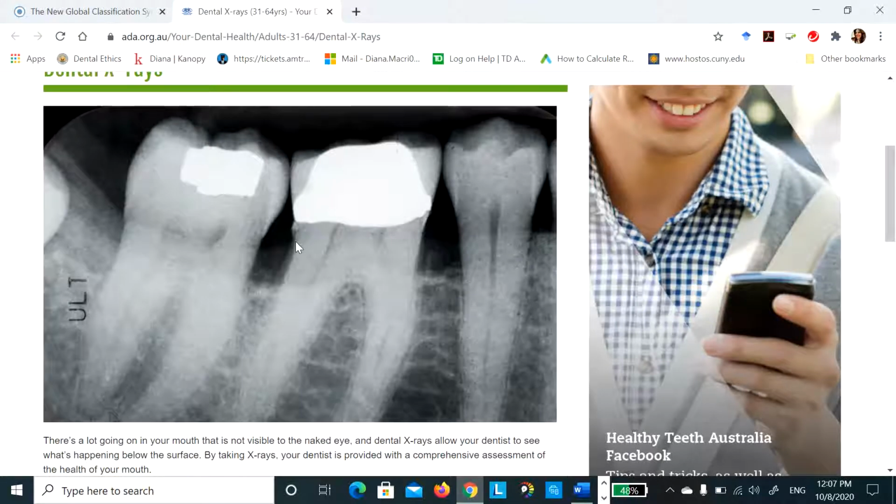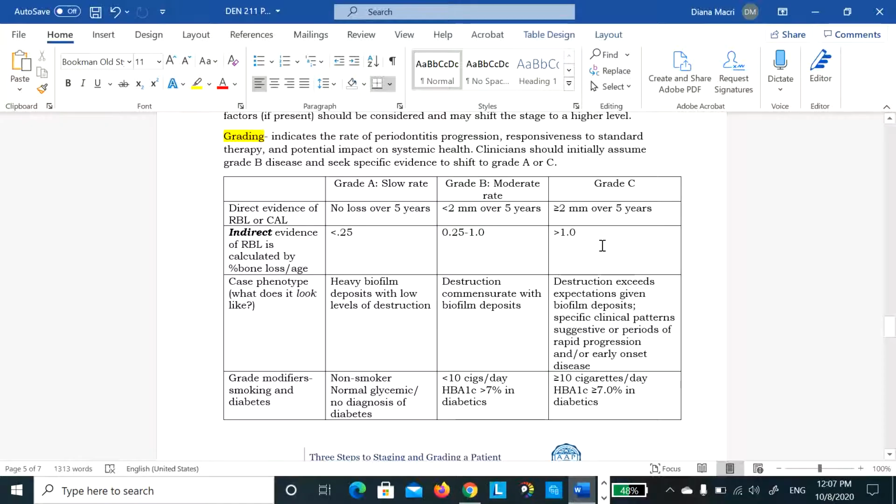Let's make believe that this patient here is 25 years old. We have 30% bone loss, and he's 25 years old. That gives me a 1.2. And if I look in my chart here, I see that that is greater than 1, and that means that my patient is in a grade C.